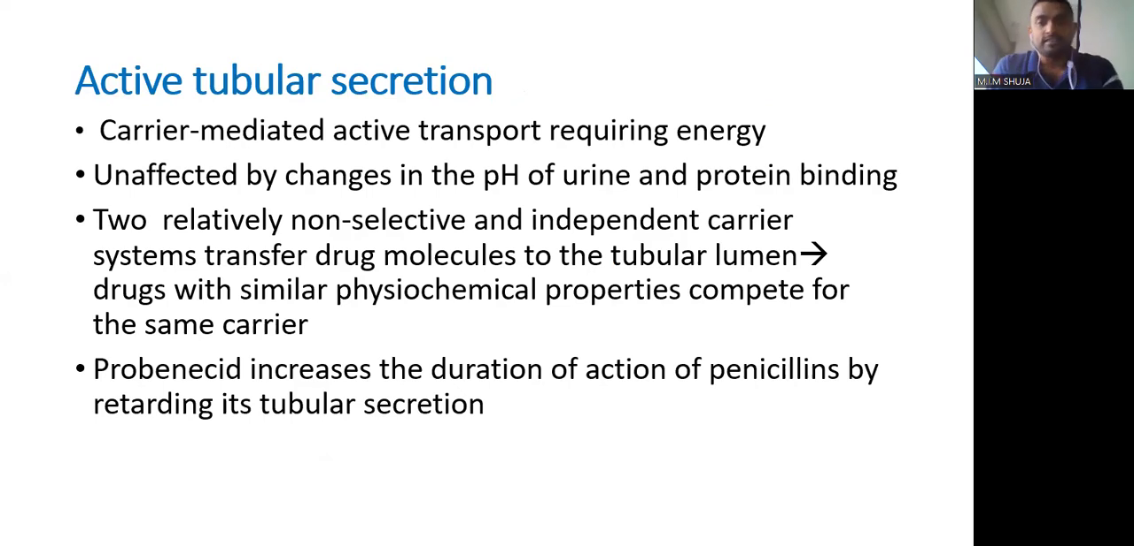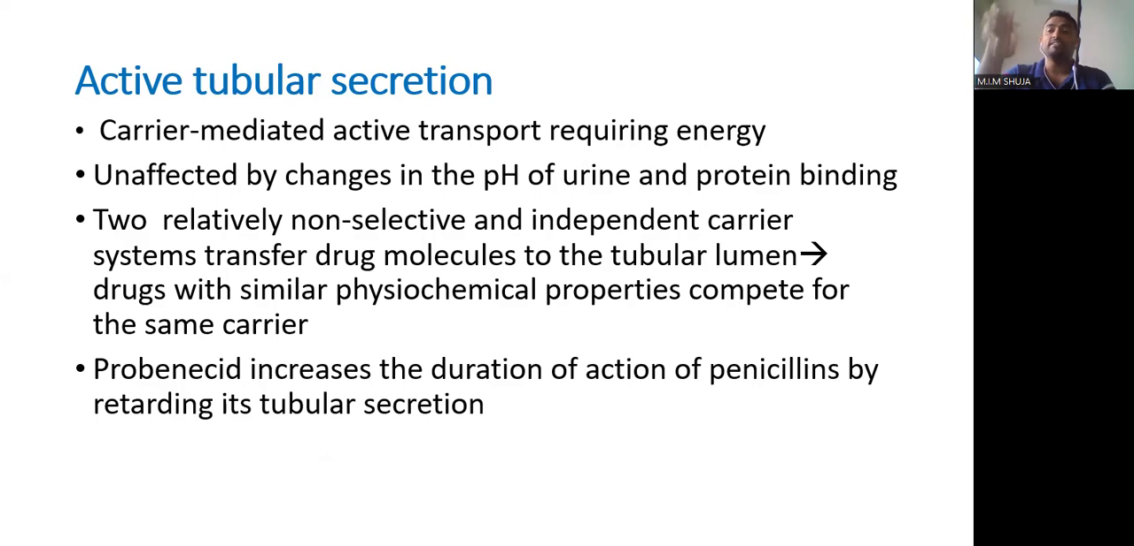The active tubular secretion is carrier mediated, and the very important thing is that probenecid increases the duration of action of penicillin by retarding its tubular secretion. Usually, penicillin is secreted into the tubule for excretion. So they have a kind of carrier. The probenecid goes and blocks that carrier. So penicillin cannot be actively secreted into the tubule and get excreted.